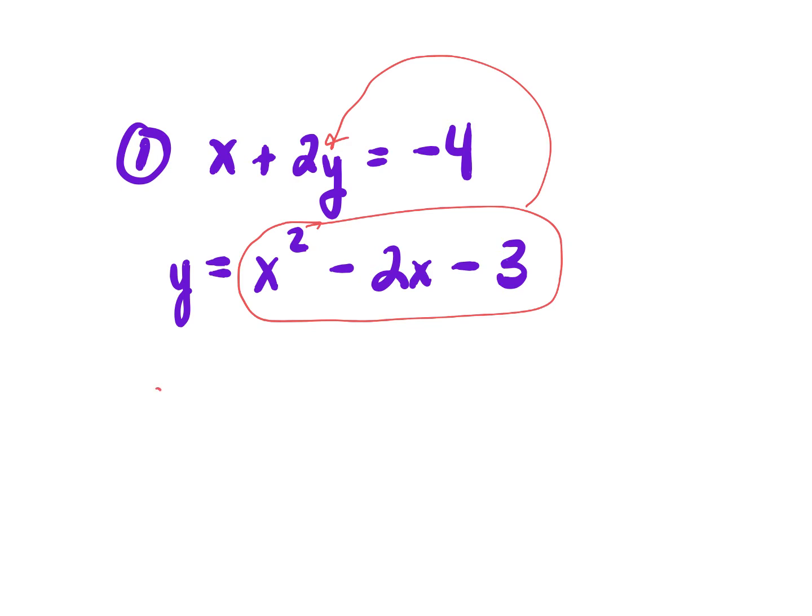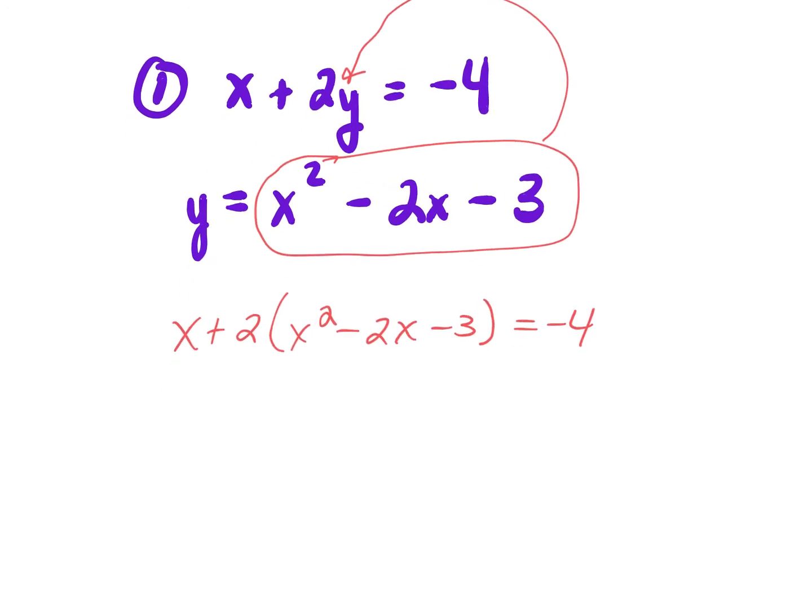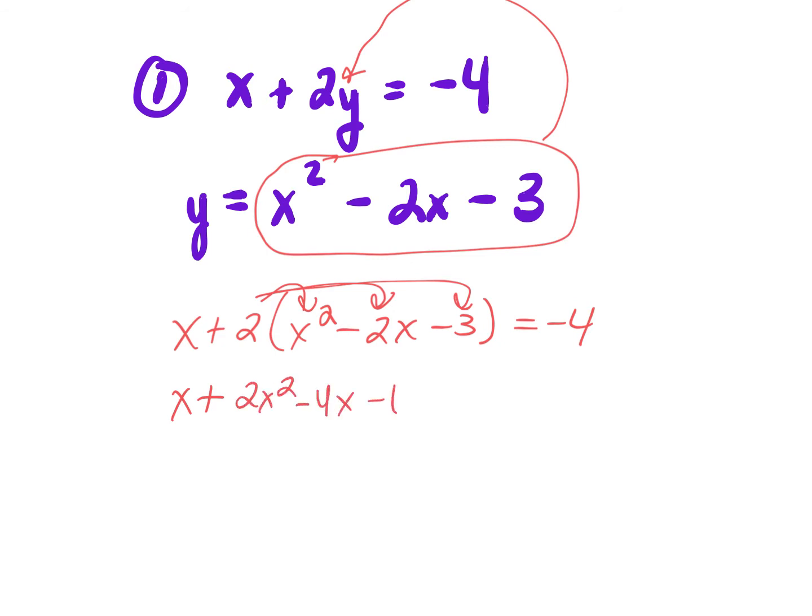So we have x plus 2. Instead of y, I'm going to write x squared minus 2x minus 3 equals negative 4. What do I do now? Distribute the 2. So I have x plus 2x squared minus 4x minus 6 equals negative 4, correct?